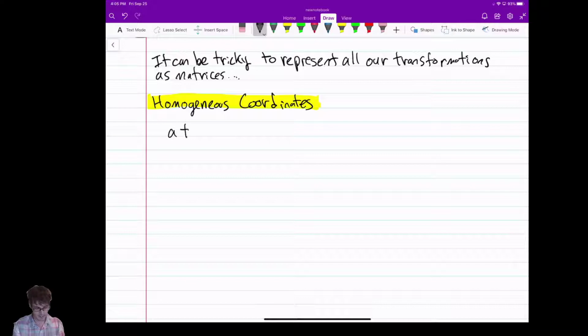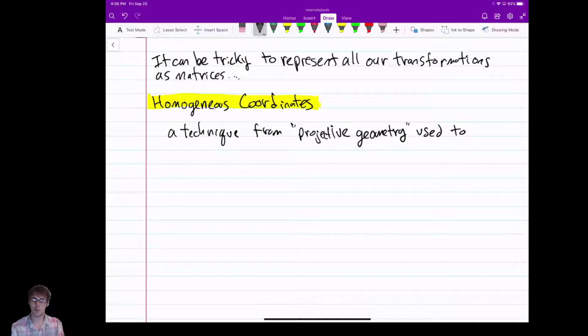It's a technique from projective, did I say perspective? I meant to say projective. And it's used to allow us to do things we couldn't do before, and it's used to simplify our calculations.